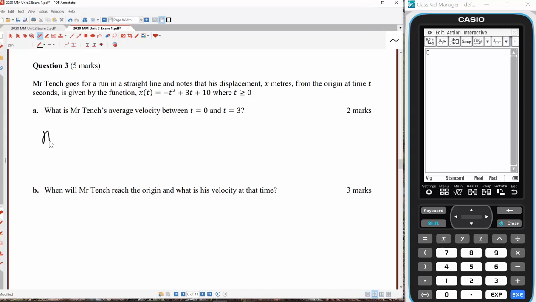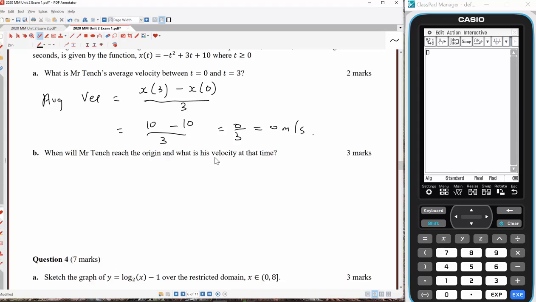So average velocity equals x of 3 take away x of 0, all over 3 take away 0, which is 3. Now, let's do x of 3. That's going to be negative 9 plus 9 plus 10, so that's 10. Take away 0 is going to be 10 over 3. So that's 0 over 3 equals 0 meters per second.